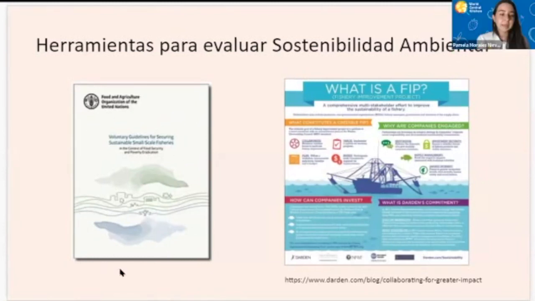Lo que tiene a la izquierda es otra herramienta desarrollada. And this is called the Voluntary Guidelines for Securing Small-Scale Fisheries. Y esto es una guía que se llama la guía voluntaria para asegurar small scale fisheries, pesca sostenible a pequeña escala. And it's written by the FAO, the Food and Agriculture Organization.